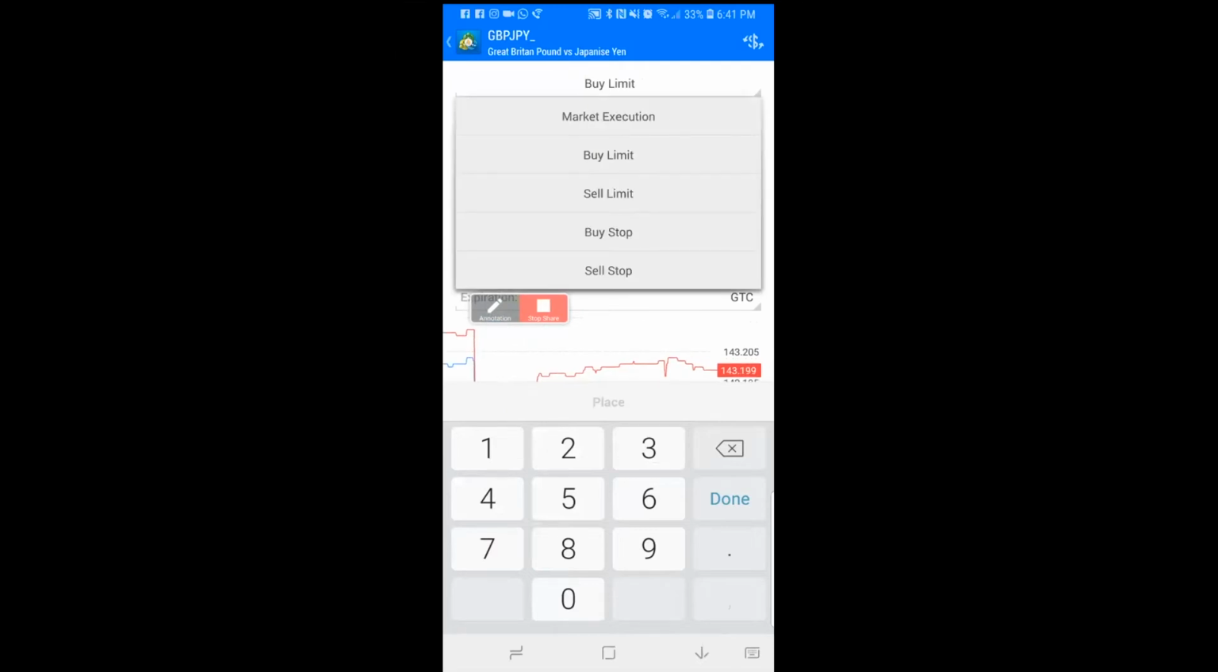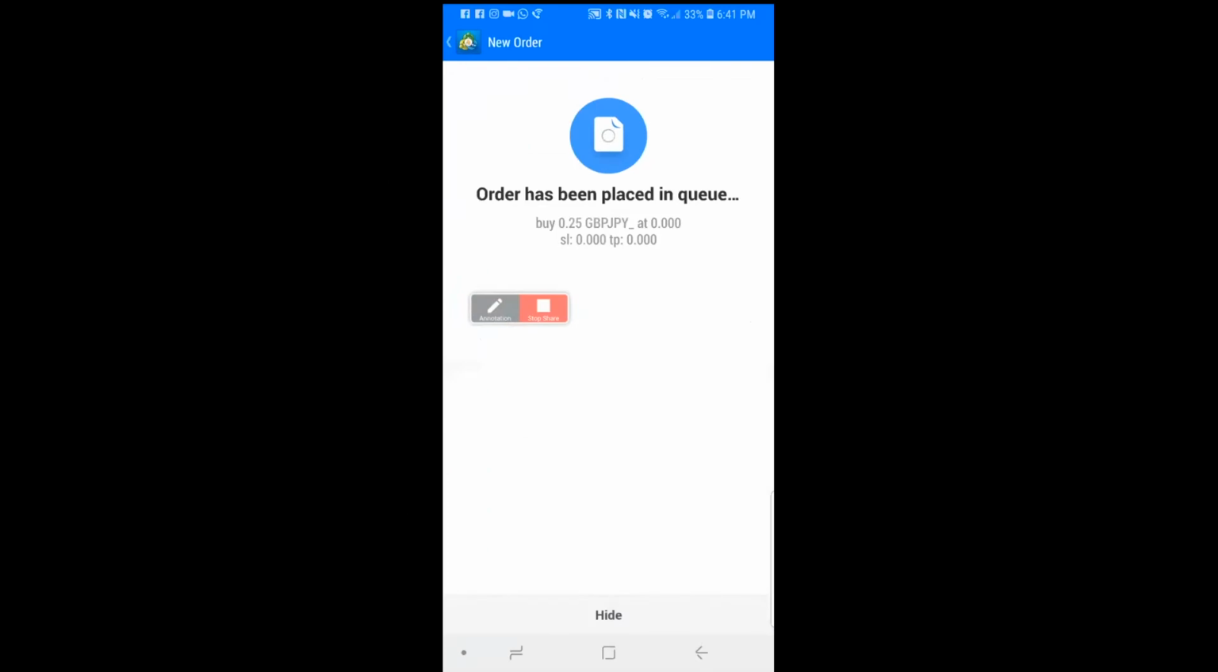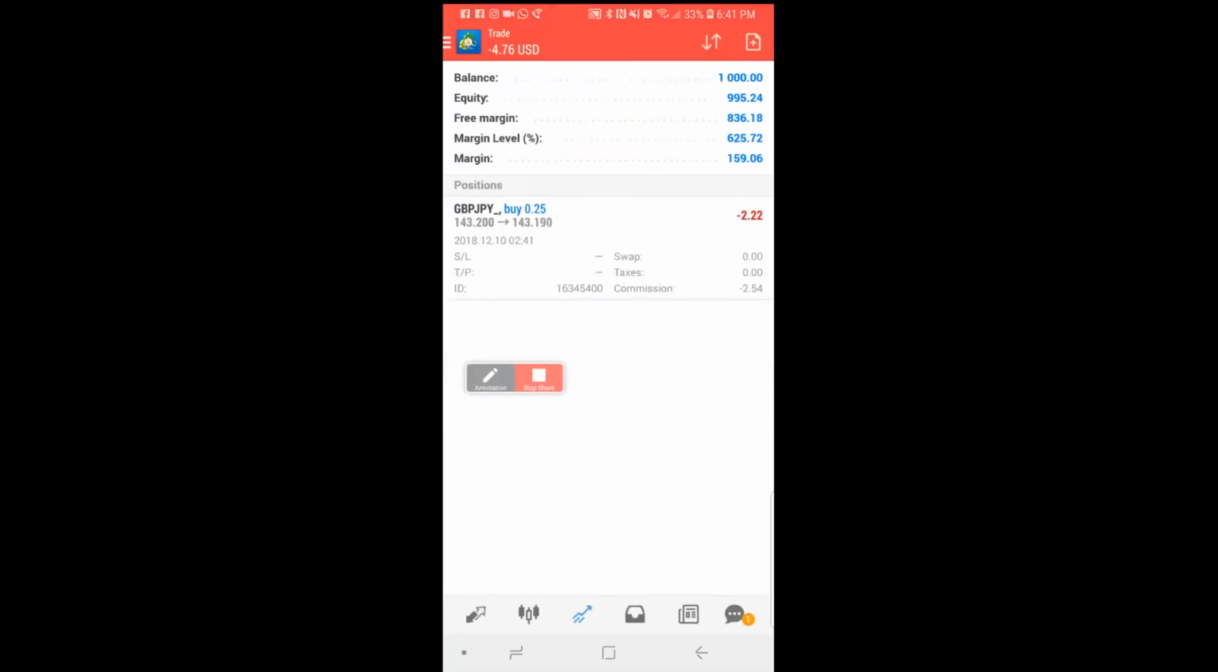But all of the trades I call are market execution. All right, so the first thing you do is put in your lot size. I have it at 25 cents. I click buy, so now the order is open. It's running, right?